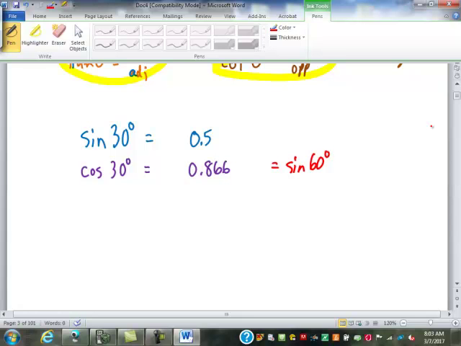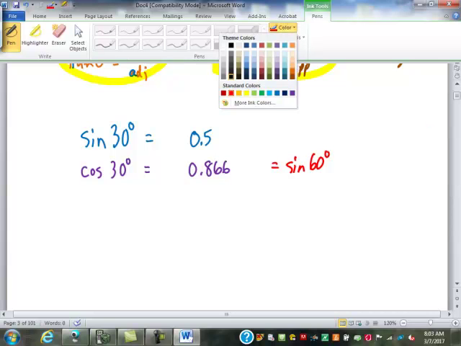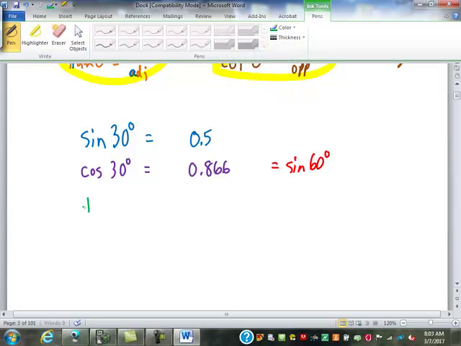Now do the tangent of 30. What do you get? 0.577.